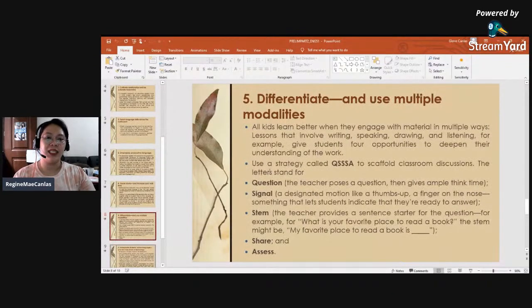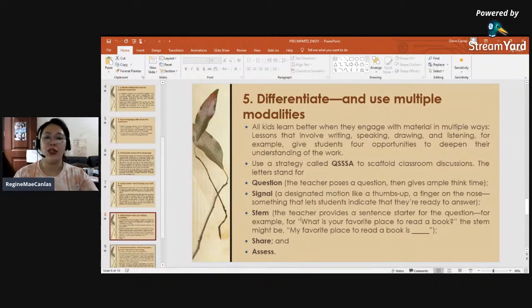Number five, differentiate and use multiple modalities. All kids learn better when they engage with material in multiple ways. Lessons that involve writing, speaking, drawing, and listening, for example, give students four opportunities to deepen their understanding of the work. Use the strategy called QSSSA to scaffold classroom discussion.